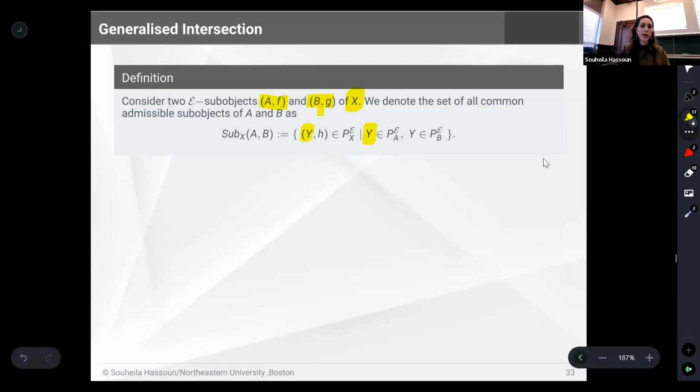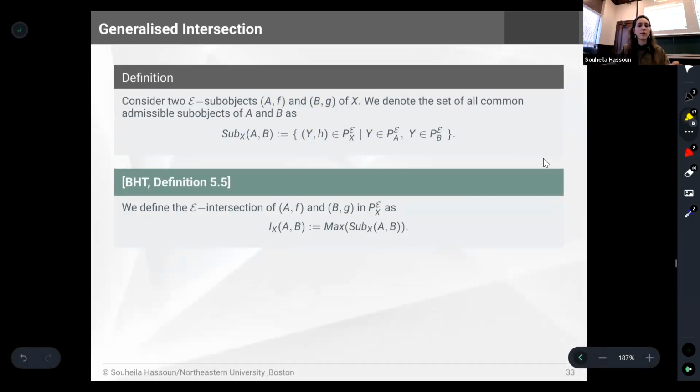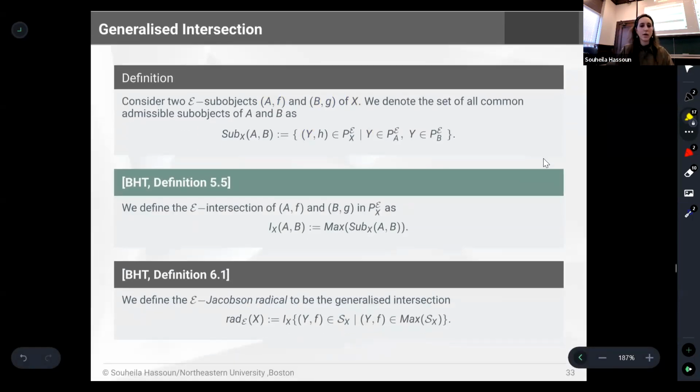and I take all the Y's which are admissible subobjects of A and admissible subobjects of B at the same time, so which are in common. And I take the maximum of these things in common. That's what generalizes, or it's a construction that we want to be the intersection. So it will be the set of these. And here it's not necessarily unique, just the set of all the objects that will be the maximum. And we will see an example of this.